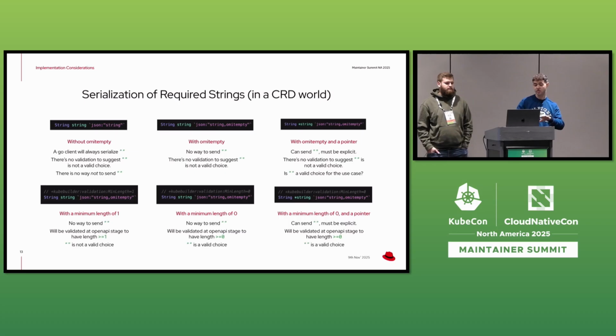So in a CRD, at least, you would add these Kubebuilder markers that are on the bottom row. So in the bottom left, minimum length 1, this actually works well for a CRD. There's no way to send the empty string, but we don't need to, and the validation at OpenAPI would reject anyone sending an empty string anyway. If you are using an unstructured client, you would still be able to send it, but you'd get an error saying min length 1. For a Go client, unless you set something explicitly for the field, you'd get a "this field is required" error.